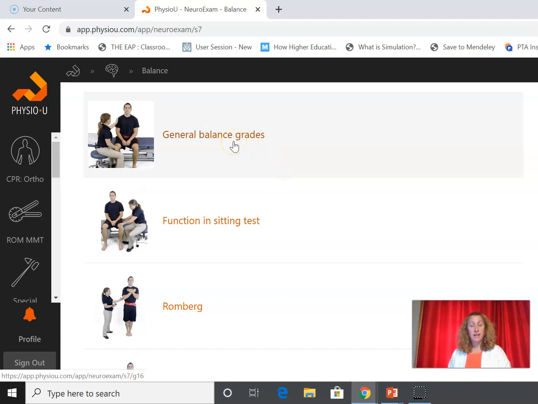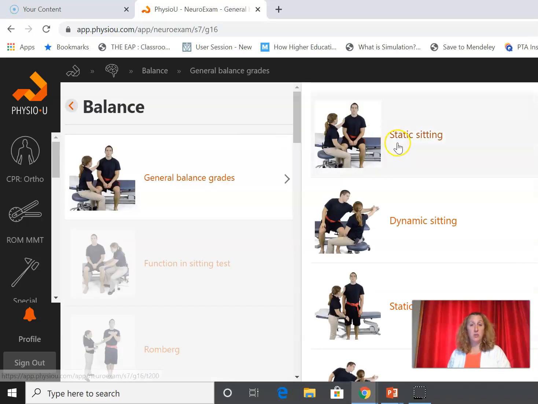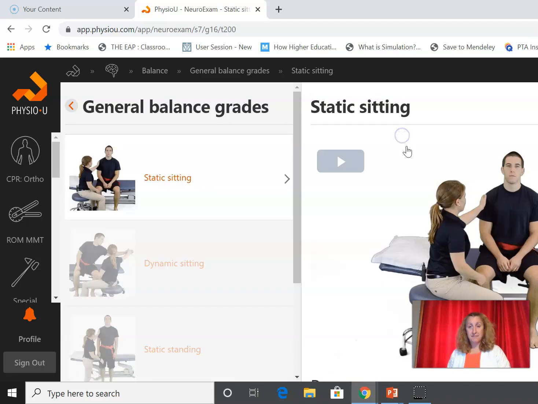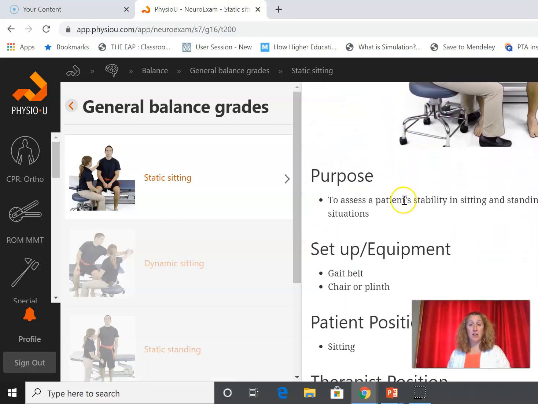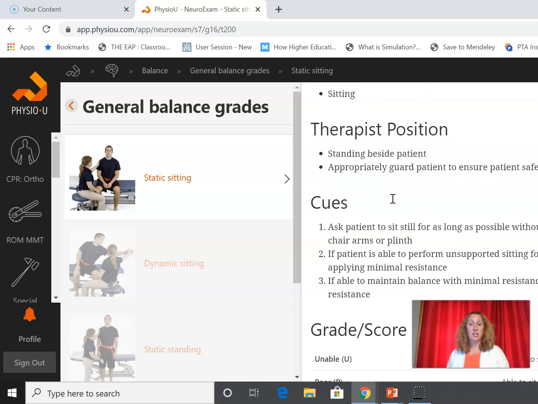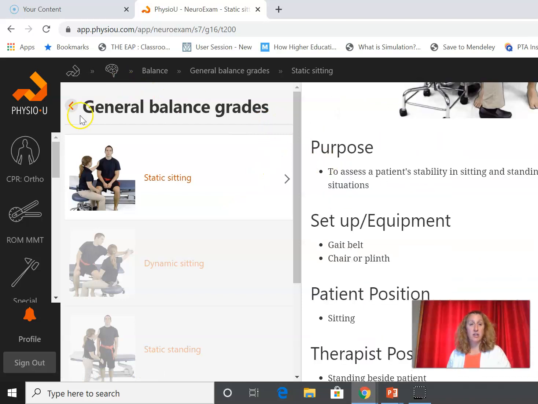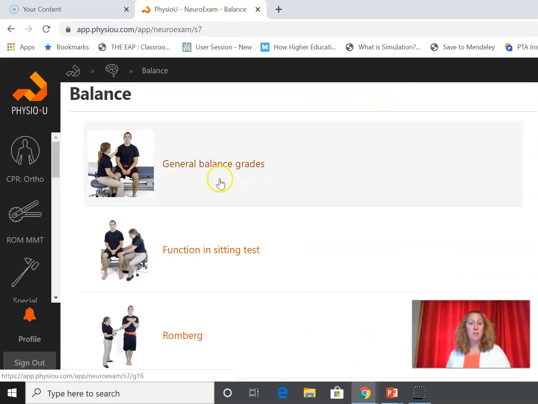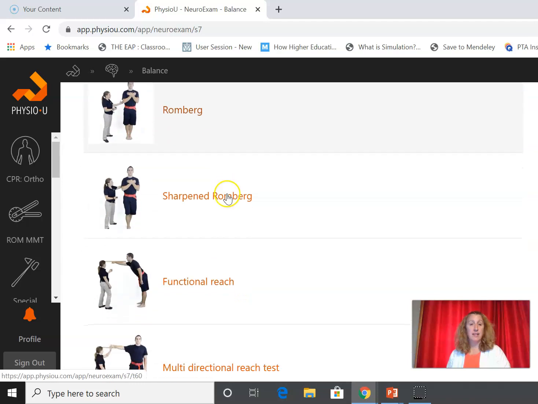So if we're not using a specific assessment tool, we could just have an individual sit and then have them either support their balance in this position, and then we could challenge them by looking at how much time, or maybe give them some perturbations, like trying to push them over. So we have these general balance grades, and then we have the actual assessment tools.